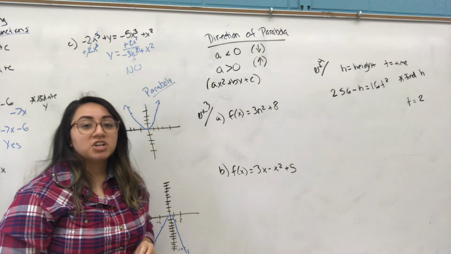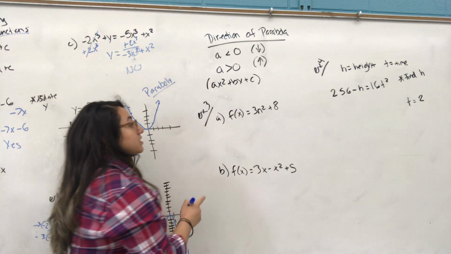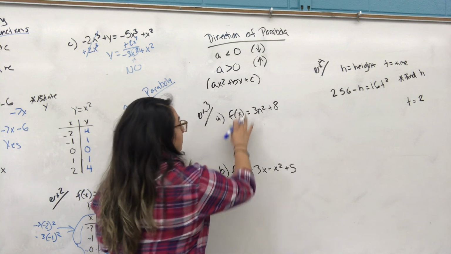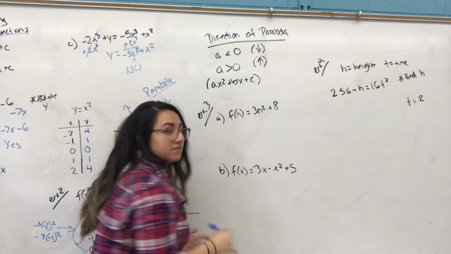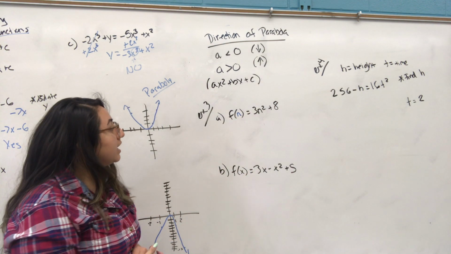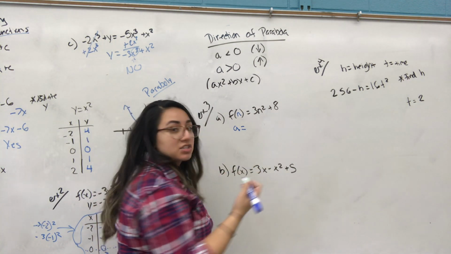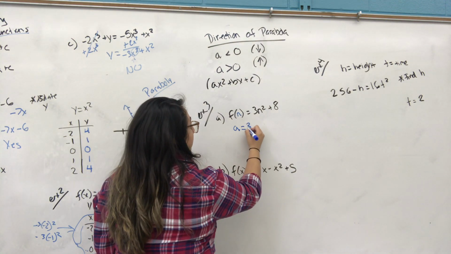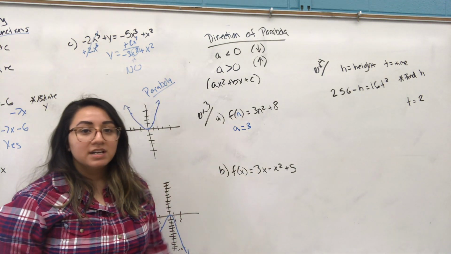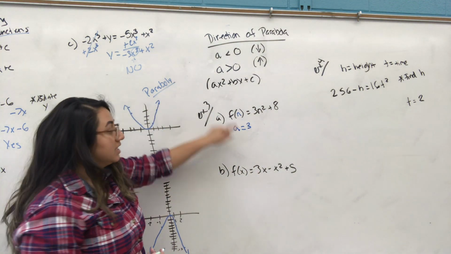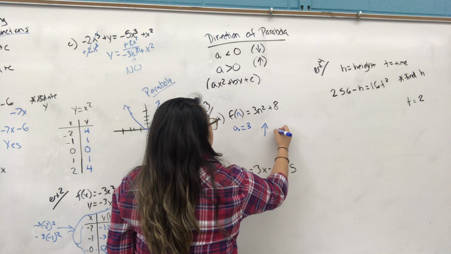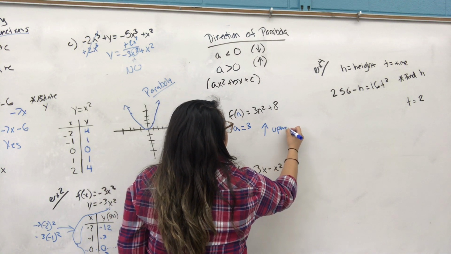Here, we need to determine whether it's facing upward or downward. So here, they don't have it in terms of x, they have it in terms of n, which is fine. It just means the same thing. So 3n squared plus 8. A is considered the number in front of the n squared or the x squared, and that's considered 3. Now, we have determined if it's facing upward or downward. It's positive, so therefore it's facing upward.